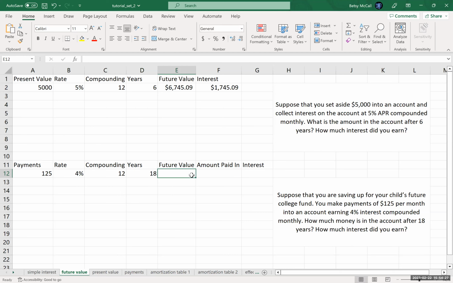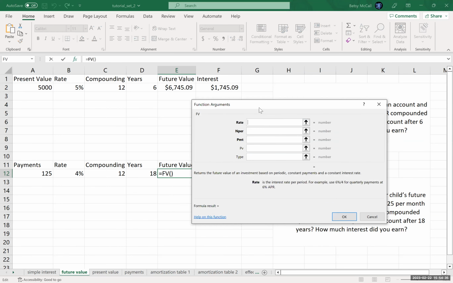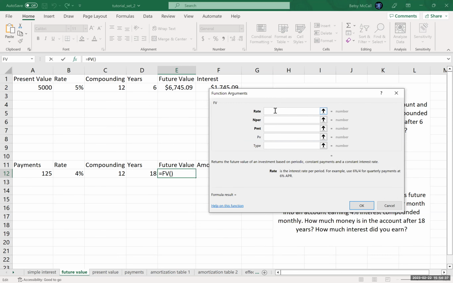And so for our future value, again, we're going to use our future value function. And again, the rate is the rate per period. So this is going to be 4% divided by the compounding. The number of payments, N per, is the total number, so it's compounding times years. And now we're going to use the payment instead of the present value. That's the 125 in this case.